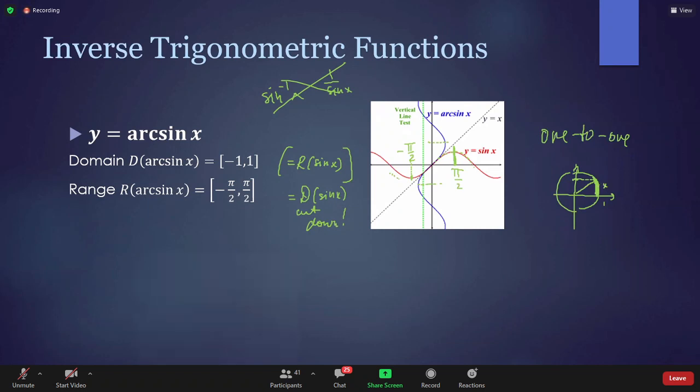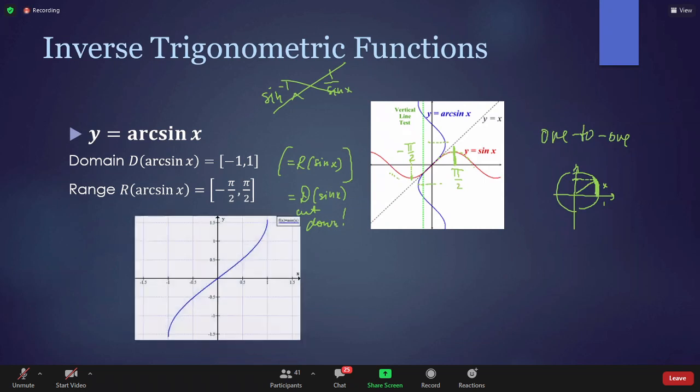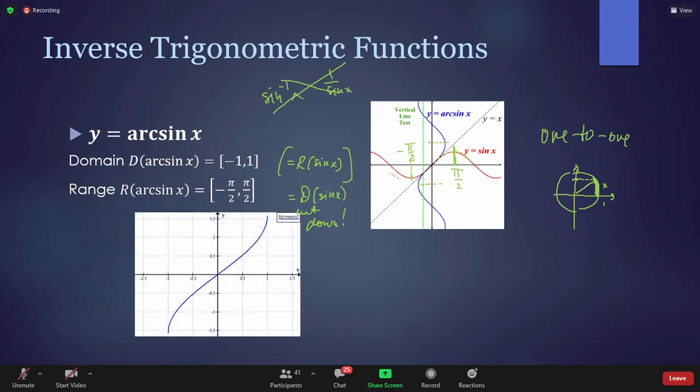And actually the graph of the arcsine is this. So the cutoff parts, this is slightly distorted. This graph is slightly distorted. I should have changed it a little bit.